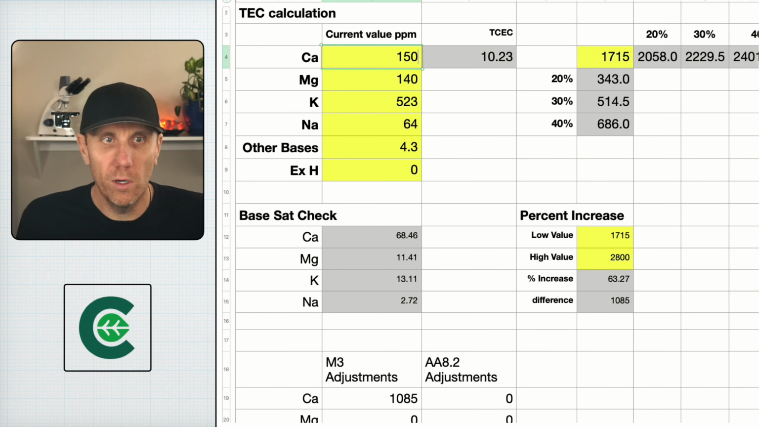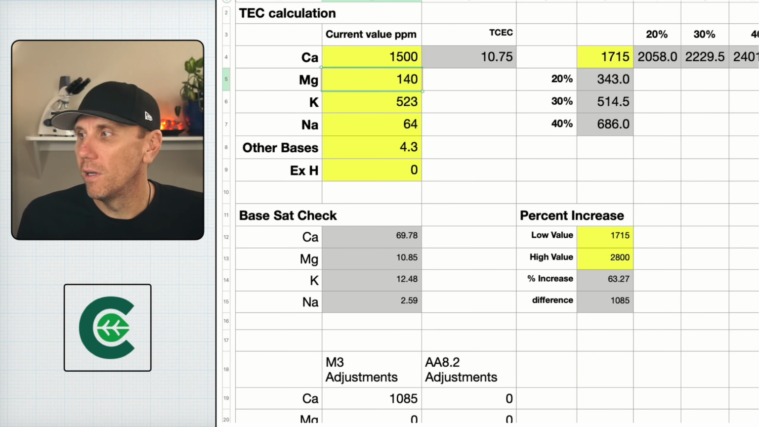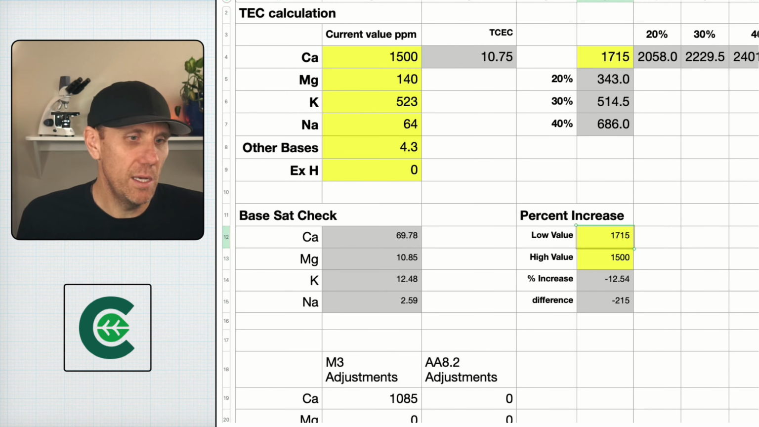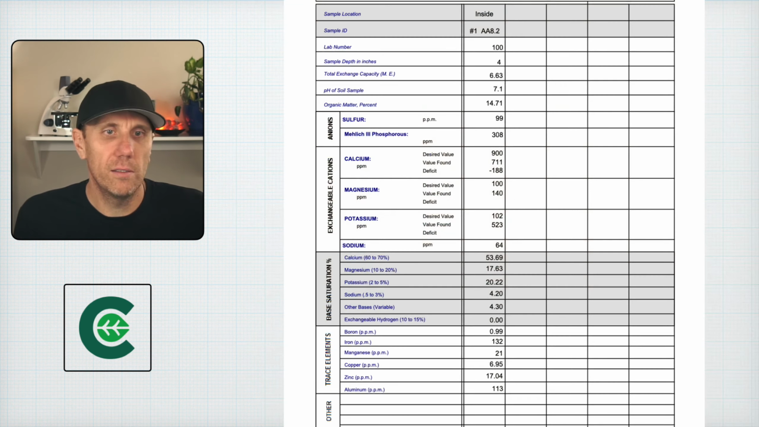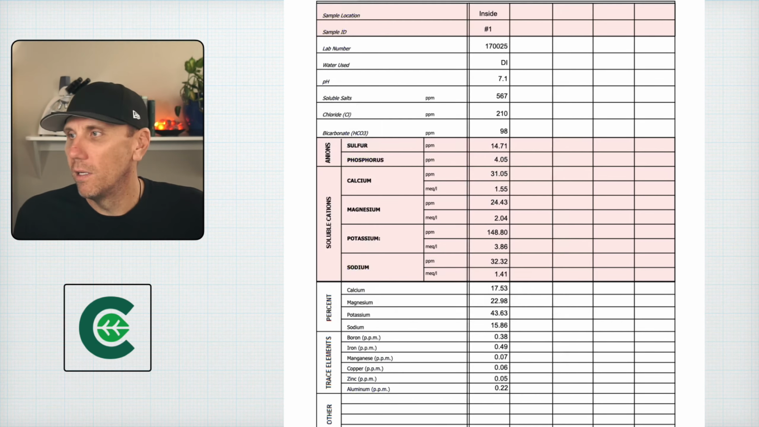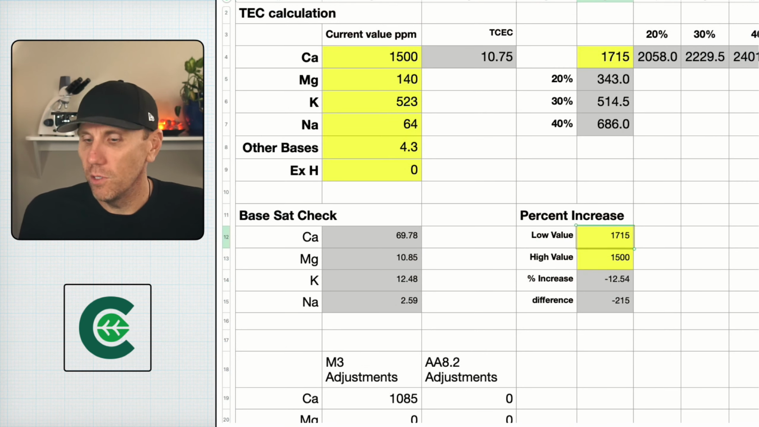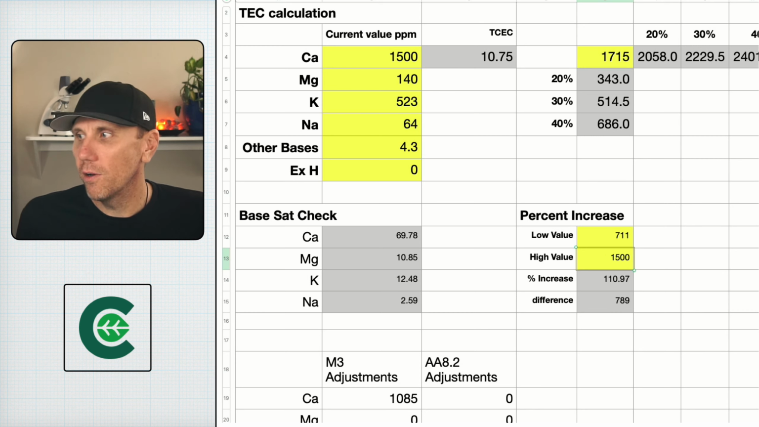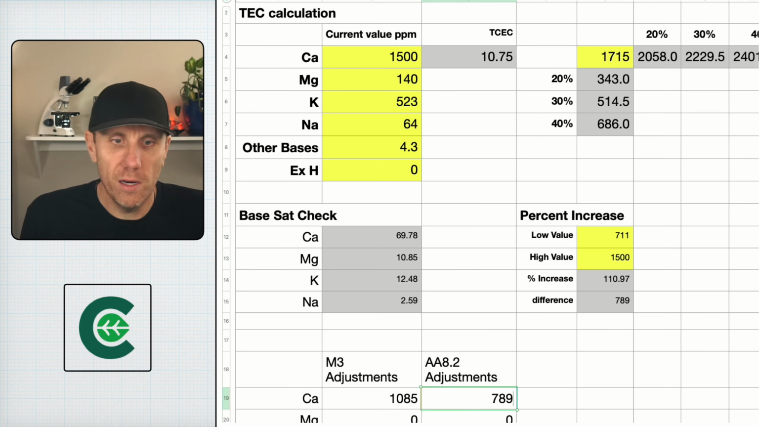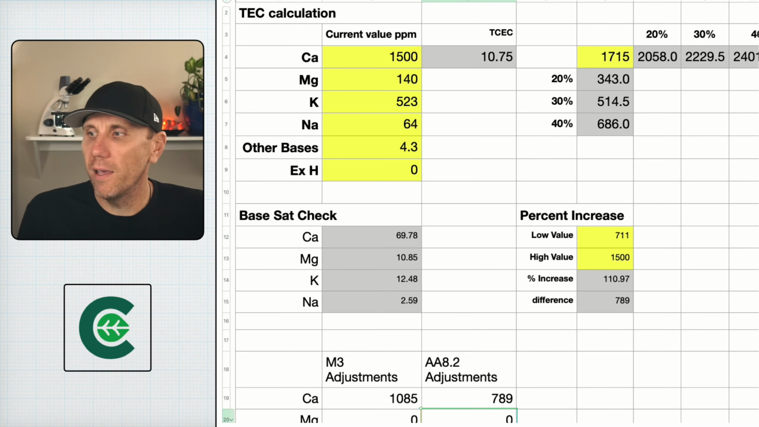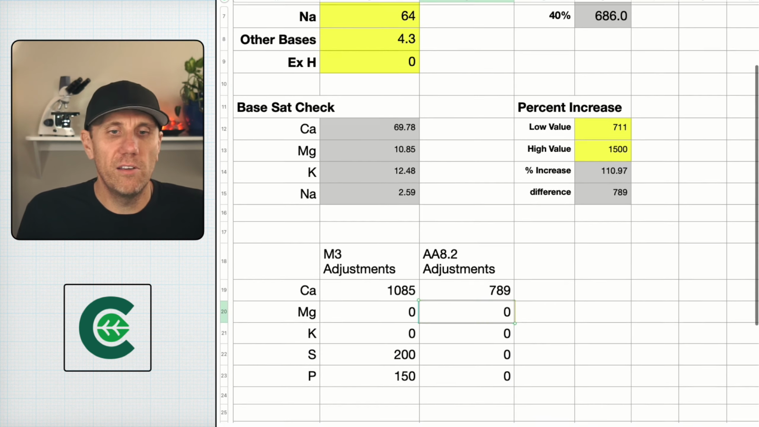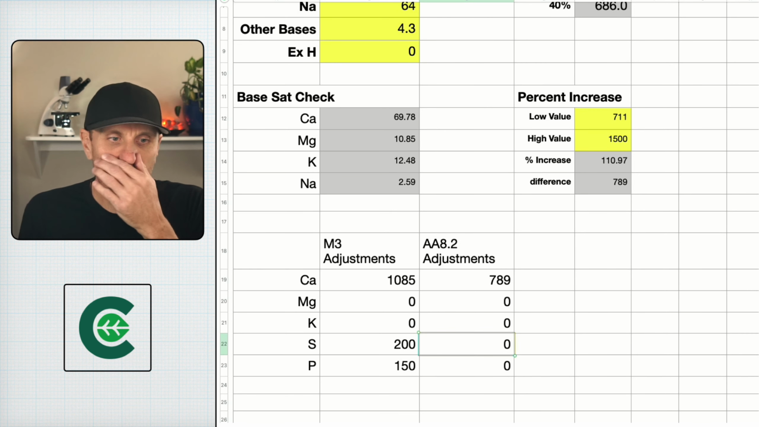Maybe we go a little bit more on the calcium. Maybe we go a little bit more. So let's say 1,500. So we go over to our high value, low value calculator. And it was, back up here, 711. So 711 for our low value. And we're going to want to increase calcium by 789. So now we come down here, put in our little notes so we don't forget. And we're going to leave magnesium and potassium at 0.